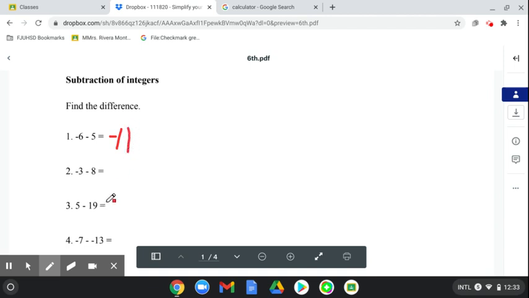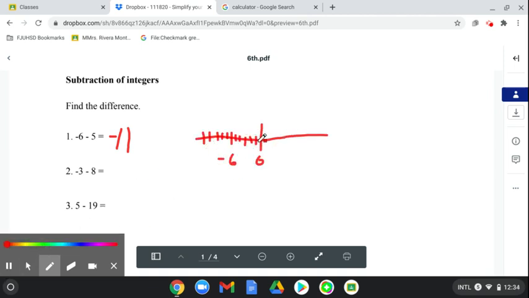If you don't know how to do that, just make a number line and then put -6 and then you go down 5 times. So it could look like this. Okay, so you have a number line and then you take -6, which is right here. And because you're subtracting 5, you gotta go back 5. So it's 1, 2, 3, 4, 5.